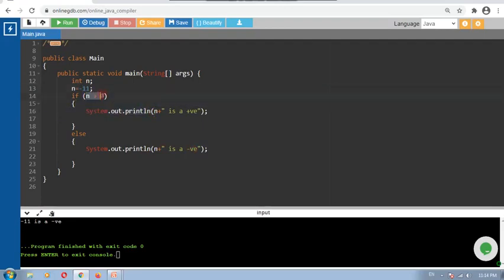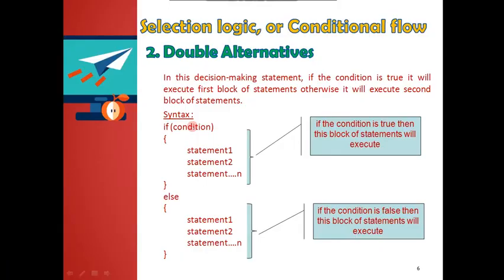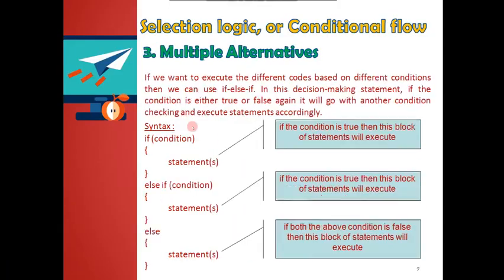If this particular condition gets true, then this will get evaluated. Otherwise, if this is not true, not true means what? False. So if it is false, then this statement will get executed. Hope all of you are clear on the concept of double alternatives. Now let's continue with multiple alternatives.